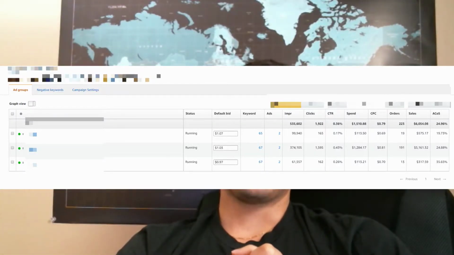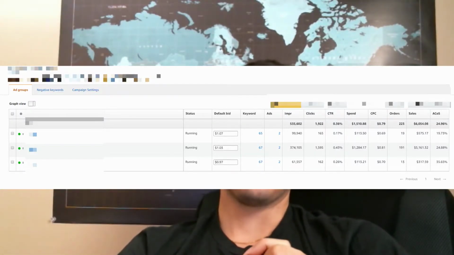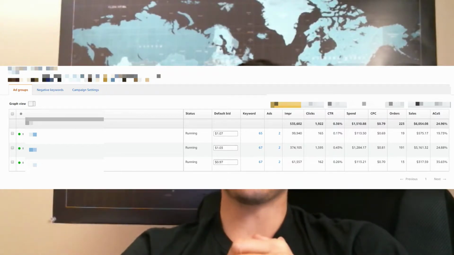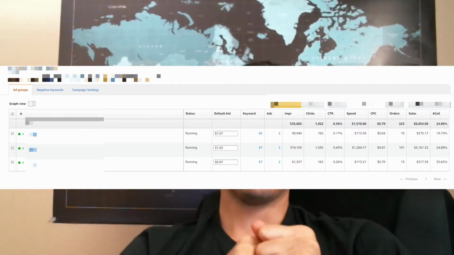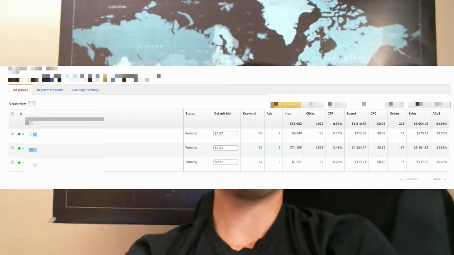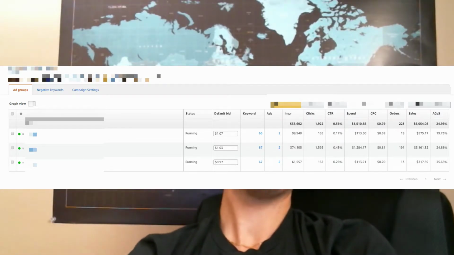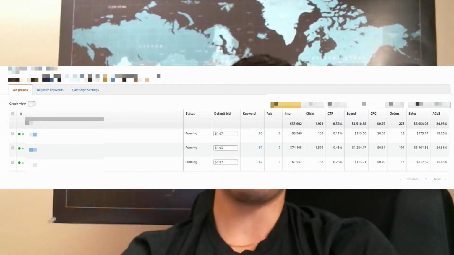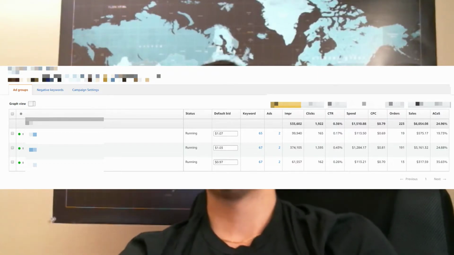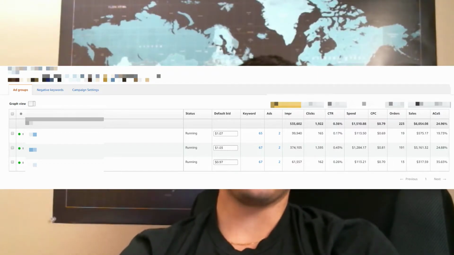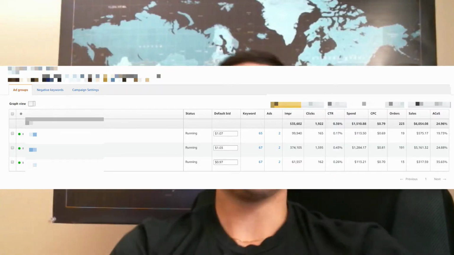Spend is obviously what it sounds like. It's how much money you've spent for those clicks. Cost per click is cost per click. Don't really need to go into that much more. Orders are orders. Sales and ACOS is the last big thing you must be aware of. So that's average cost of sale, ACOS. And ACOS basically means, how much money is it taking you to generate a sale?